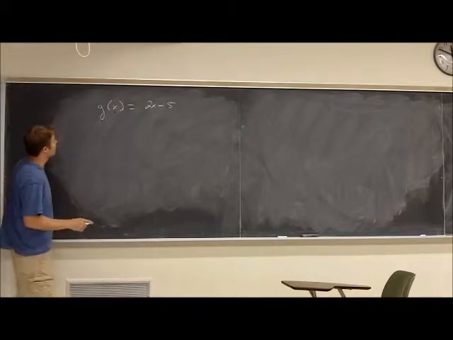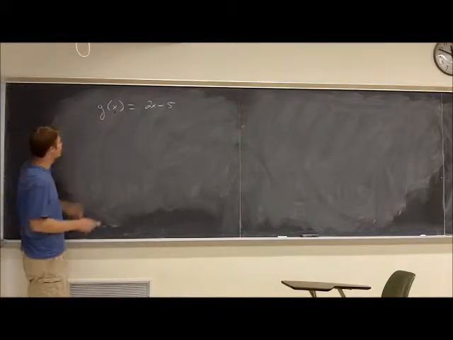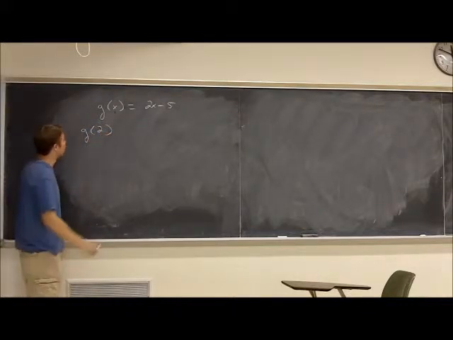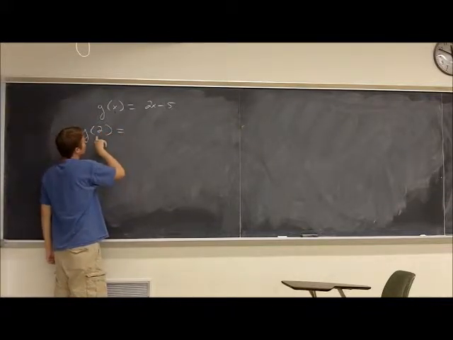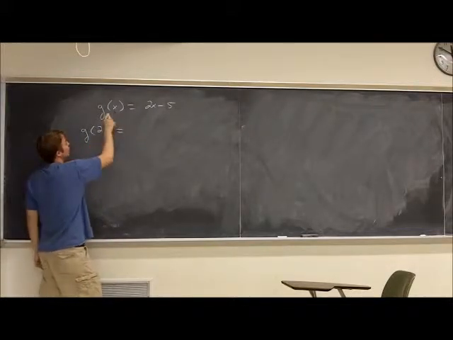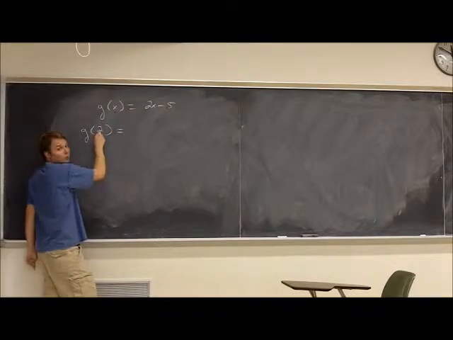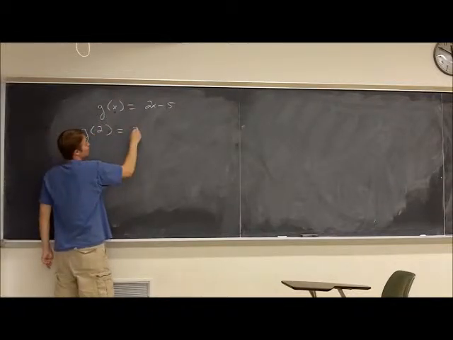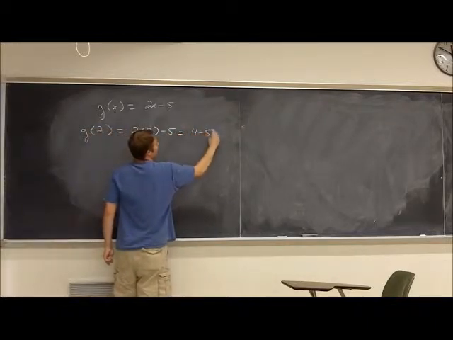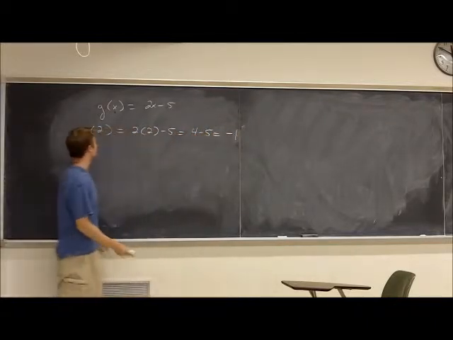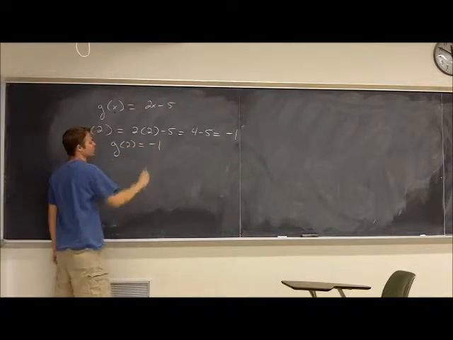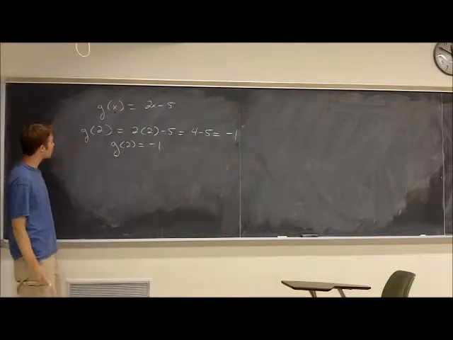So something like this, I might give you g of x and then ask you to evaluate, for example, what is g of 2. Well, g of 2, you just take x equals 2 and plug it in everywhere in the function. So replace whatever is right here with whatever you put right here in the parentheses. So this would just be 2 times 2 minus 5. So 4 minus 5 is equal to negative 1. So we would say that g of 2 is equal to negative 1.